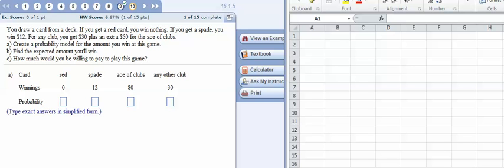Okay, looking at number 10, it says you draw a card from a deck. If you get a red card, you win nothing. If you get a spade, you win $12. For any club, you get $30 plus an extra $50 for the ace of clubs. Create a probability model for the amount you would win at this game.